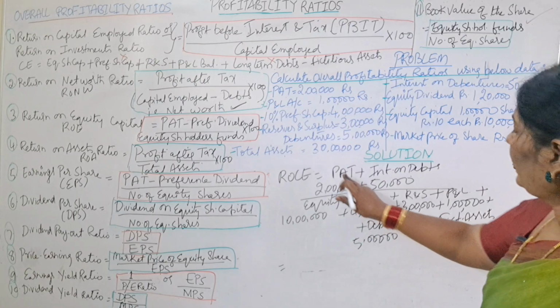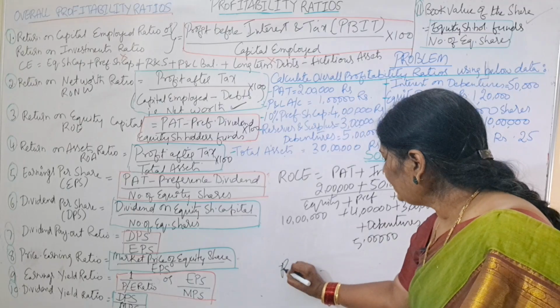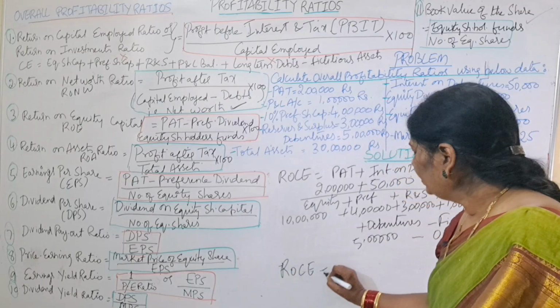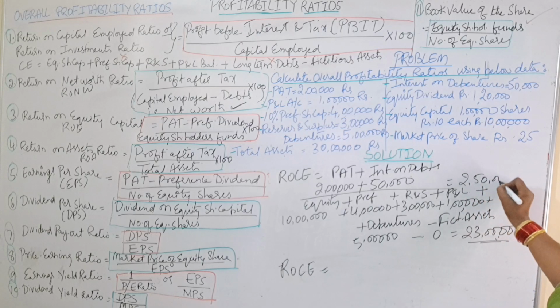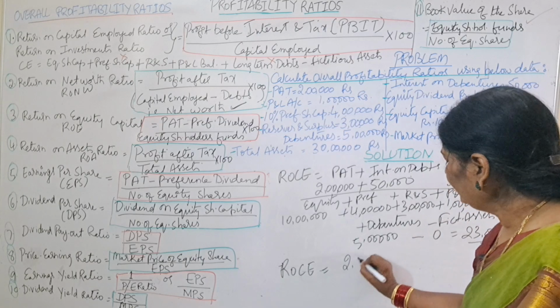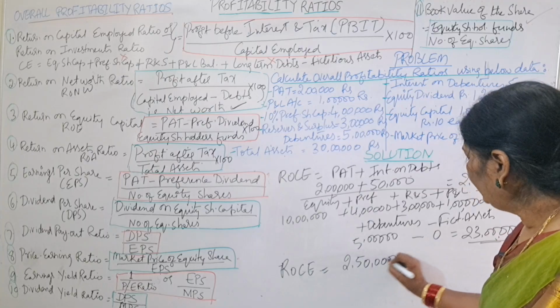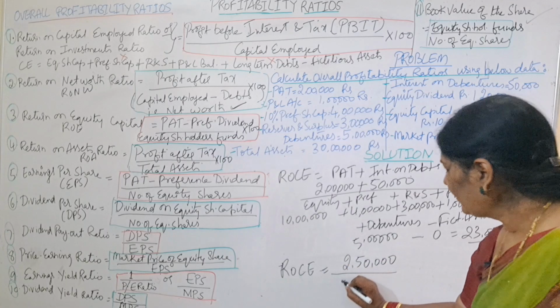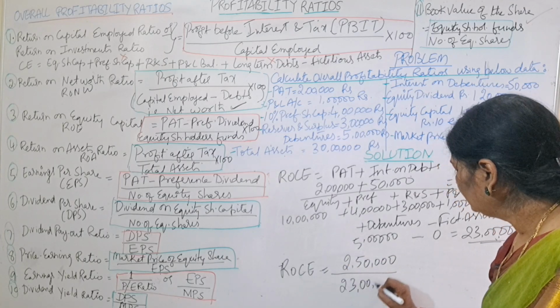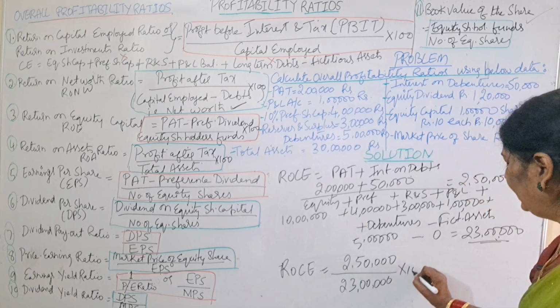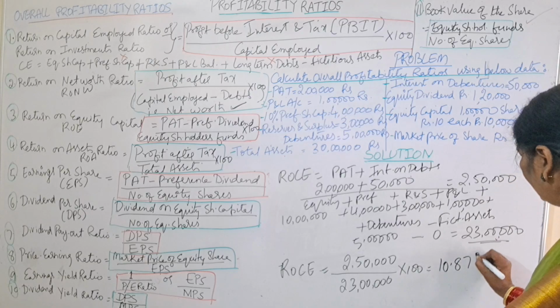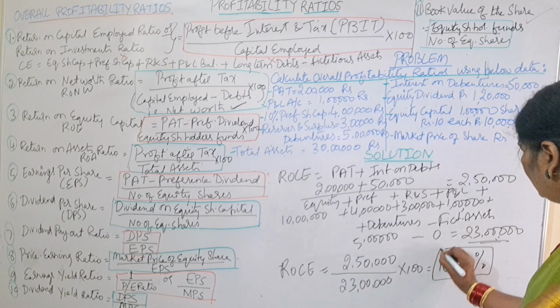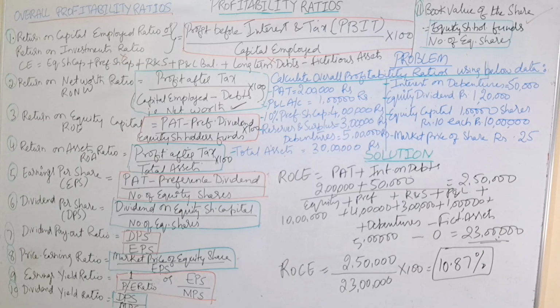Right. So now we'll use this formula. ROCE is equal to PBIT. How much did you get here? 2 lakhs 50,000. So 2 lakhs 50,000 divided by 23 lakhs into 100. We'll get 10.87 percentage. So this is our return on capital employed.